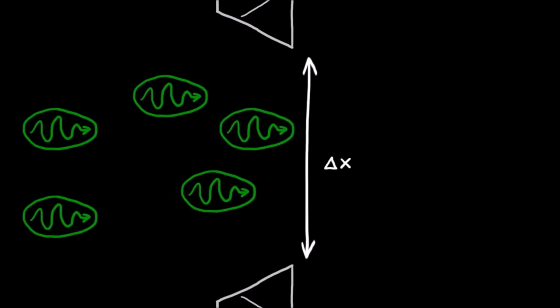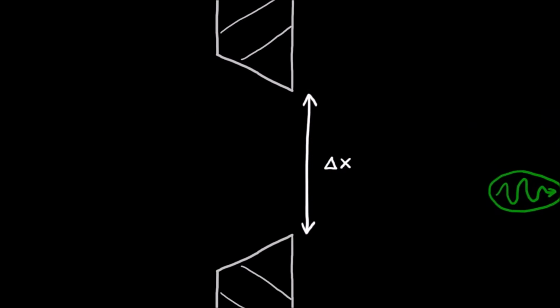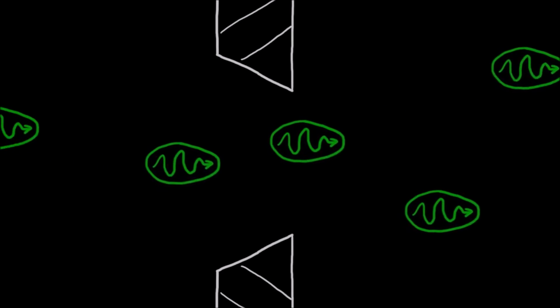But if you go any further, something strange happens. As you narrow the slit even more, the spot starts to spread out because the rays of light that travel through the slit start to veer off into different directions due to them having different momentum. And that demonstrates Heisenberg's uncertainty principle.